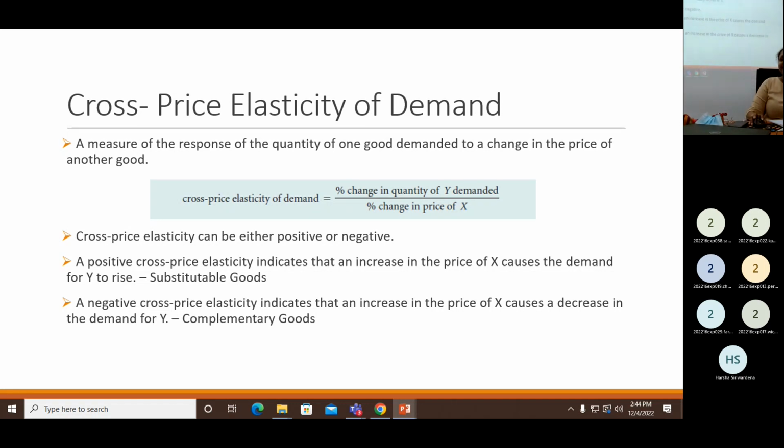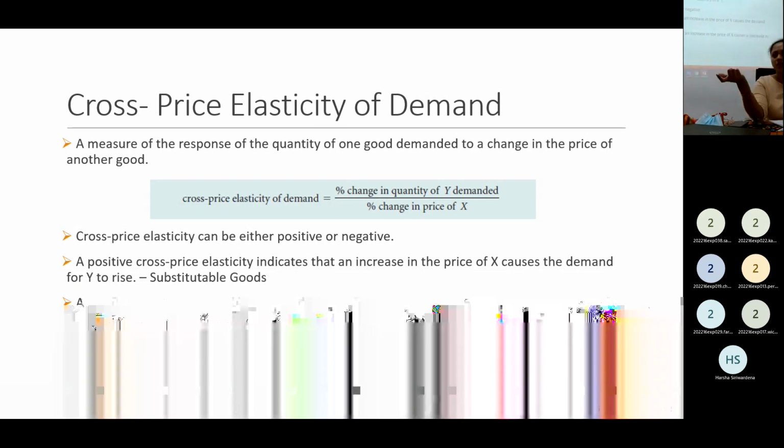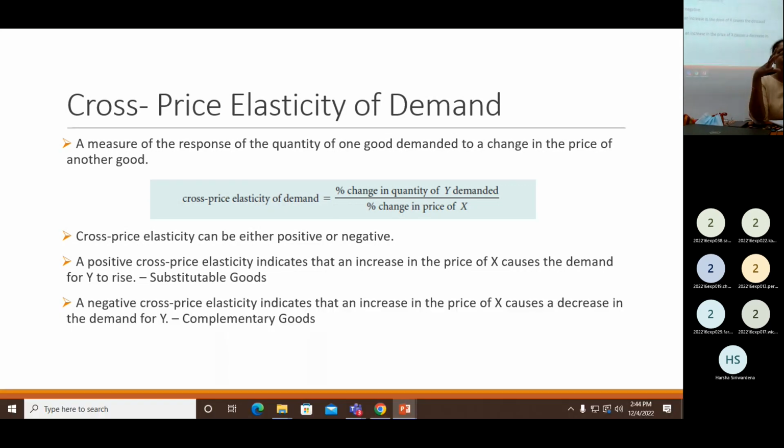Yeah, so you consume them together, right? Now the typical example which we take here is torch and batteries. You can't light a torch without a battery, right? So when you're buying a torch, you have to buy a battery as well. So those are complementary goods, right?